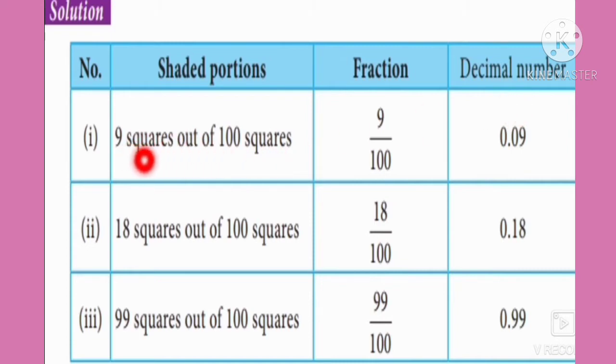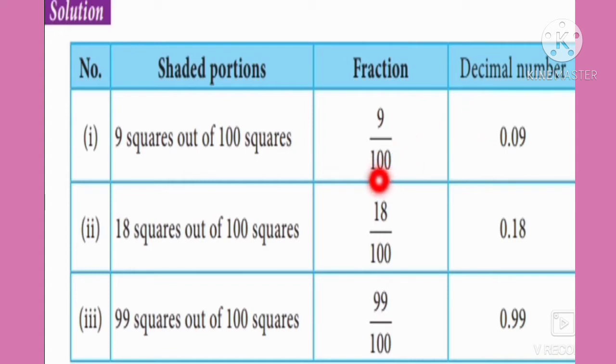So shaded portion, 9 squares out of 100 squares, 18 squares out of 100 squares and 99 squares out of 100 squares. So the fraction for 9 squares out of 100 squares can be written as 9 by 100, and 18 squares out of 100 squares can be written in the fraction form as 18 by 100. 99 squares out of 100 squares can be written as 99 by 100. Now we can easily change the fraction into decimal number.